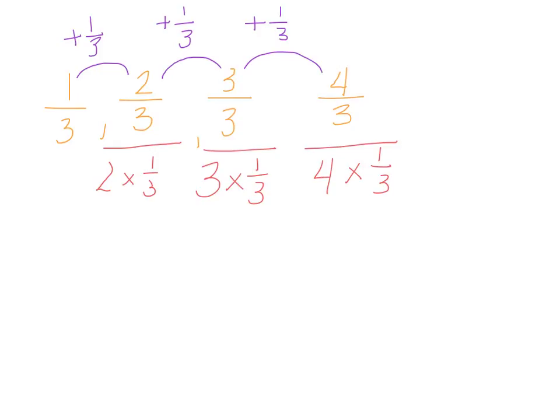How do you think I'm going to find the fifth multiple of 1/3? If you said add another 1/3, you would be correct. So if I add 1/3 to 4/3, that gives me 5/3, and that is the fifth multiple of 1/3. So notice all of these multiples here are multiples of the unit fraction 1/3.